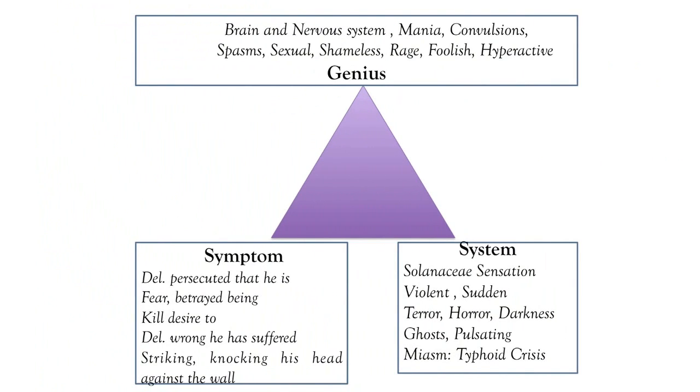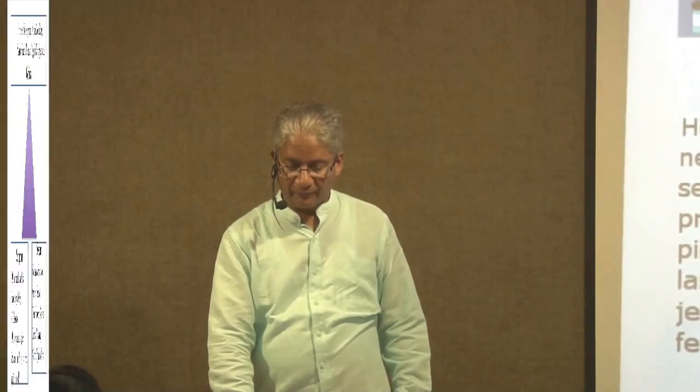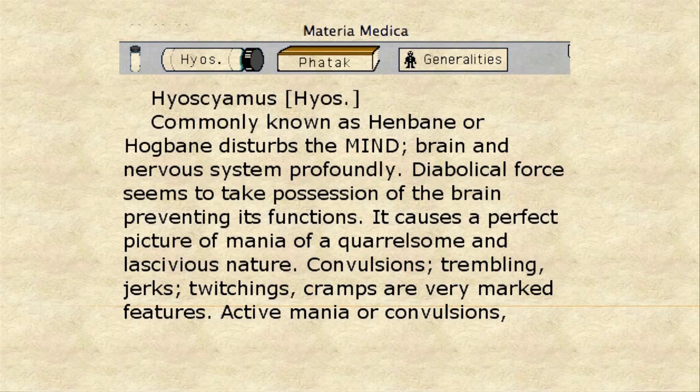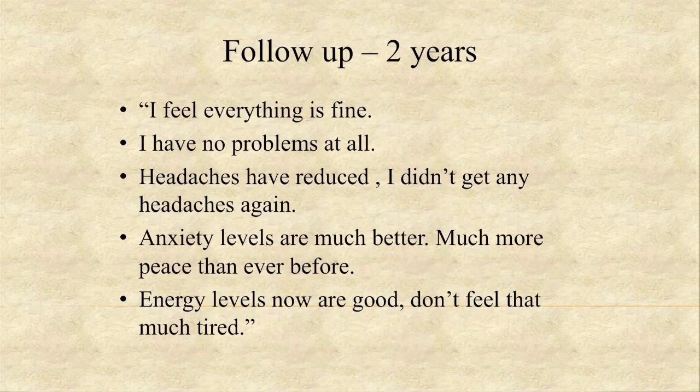Here is the triangle. You see the genius, the symptoms: the fear to be betrayed, the kill desire, wrongs she has suffered, striking, knocking her head against the wall. The Solanaceous sensation: violent, sudden terror, horror, dark, pulsating, and the typhoid miasm crisis. Then from here we refer to the materia medica and we give her hyoscyamus, and we have followed up regularly for 2 years.